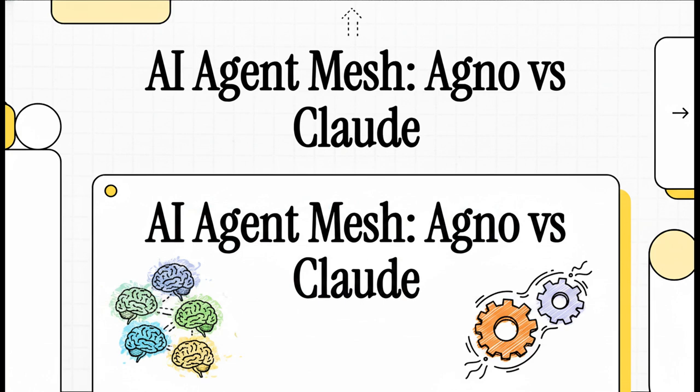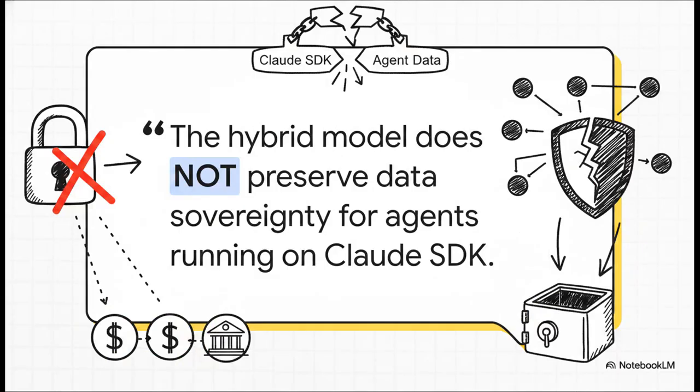Today, we're diving into two of the heavy hitters in this world, Agno and the Claude SDK, to figure out the absolute best lineup for your mission. But before we get into the nitty-gritty, we have to talk about the massive elephant in the room. There's a ticking time bomb hidden inside the most popular way people are combining these two frameworks. And if you're in a field like finance, healthcare, or government, this isn't just a little red flag, it's a complete showstopper. We're going to unpack exactly what that is, and more importantly, how you can actually defuse it.